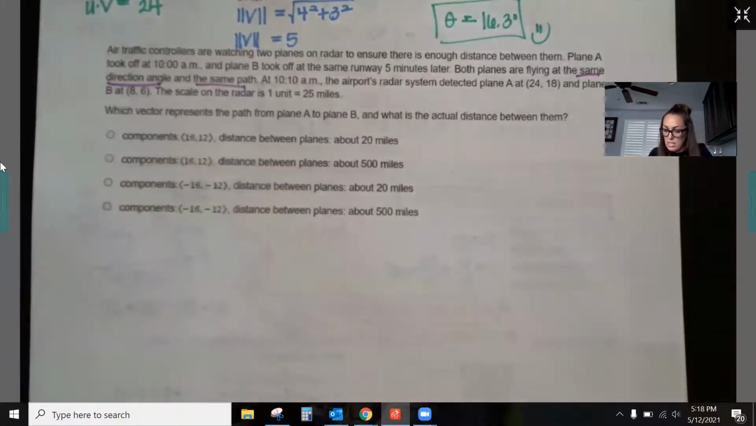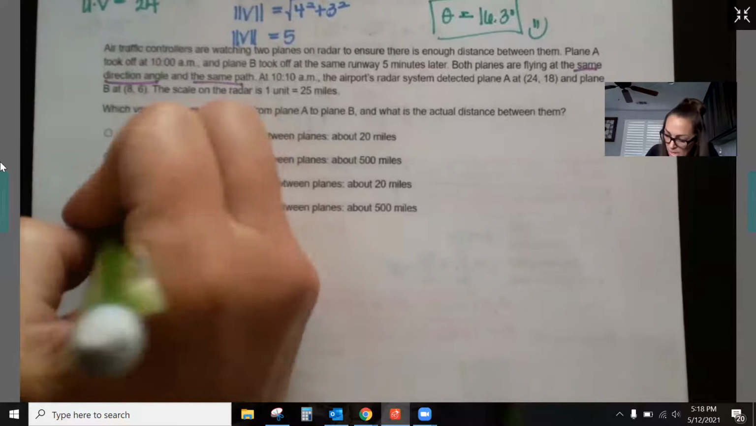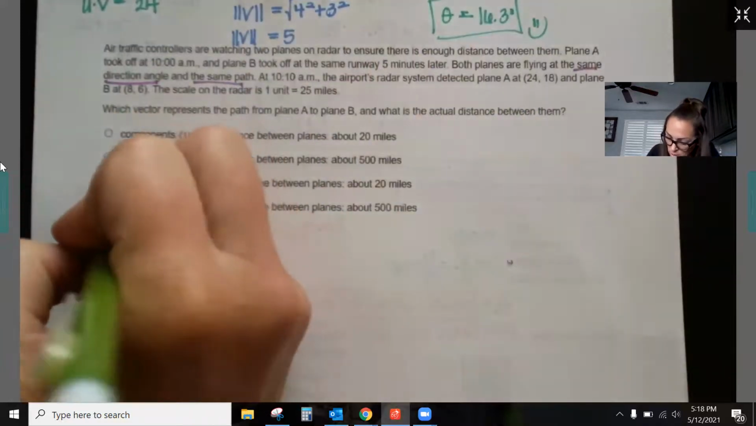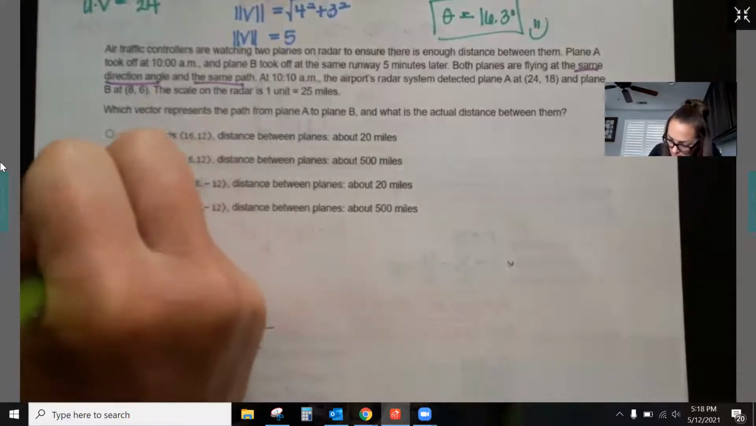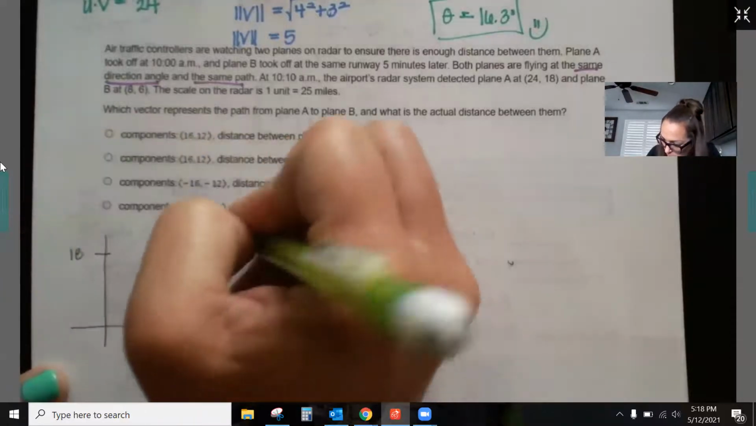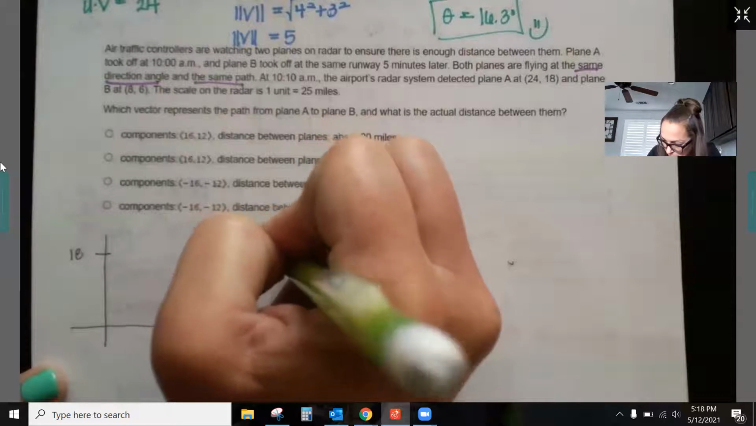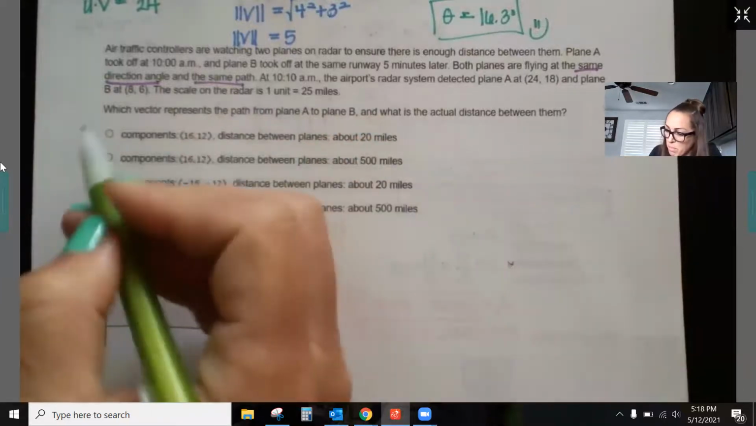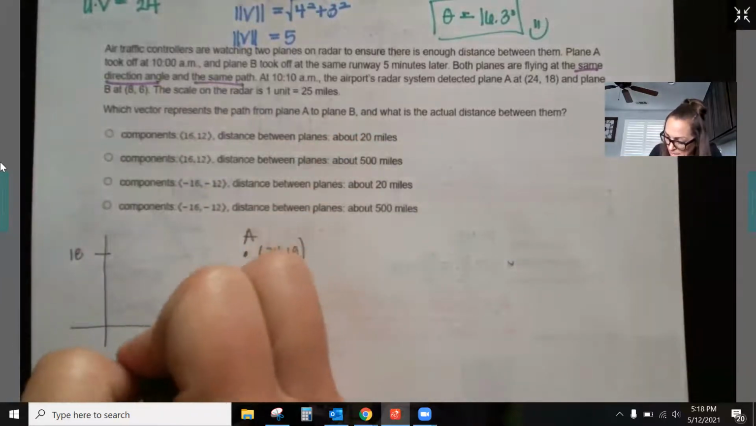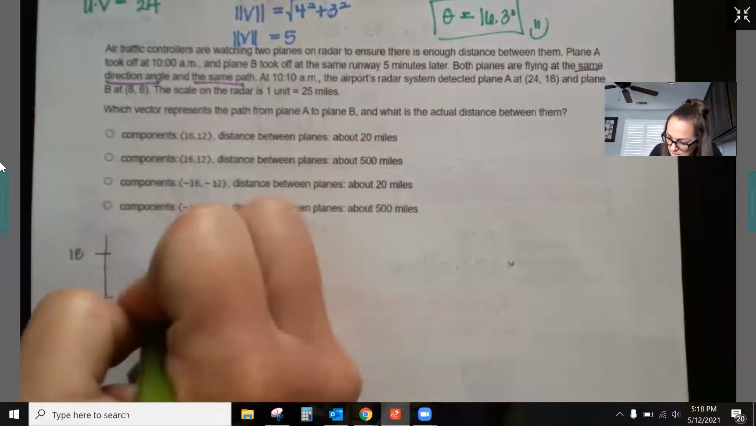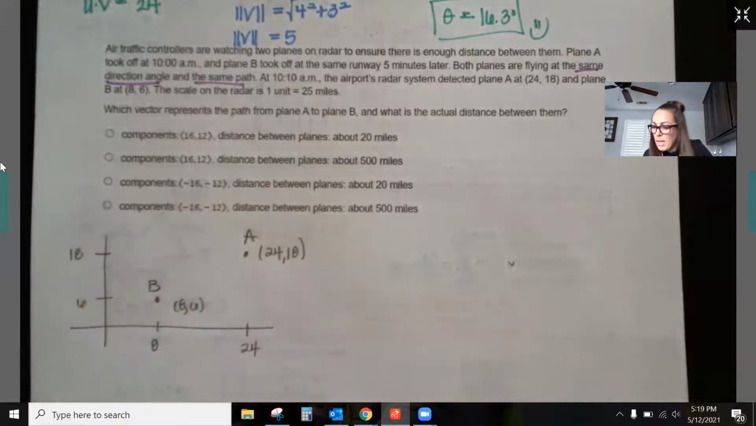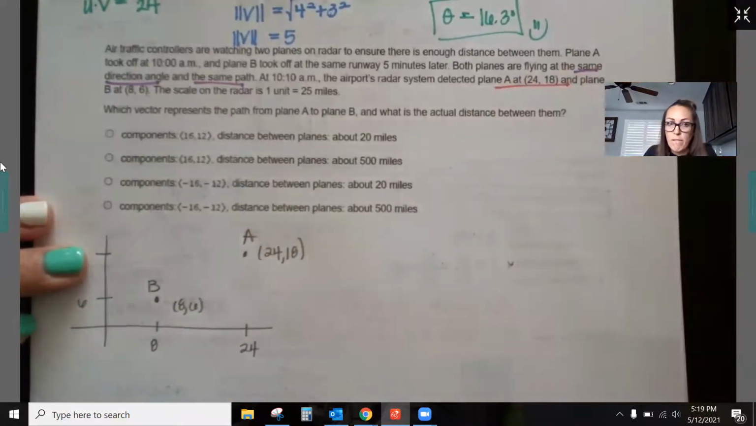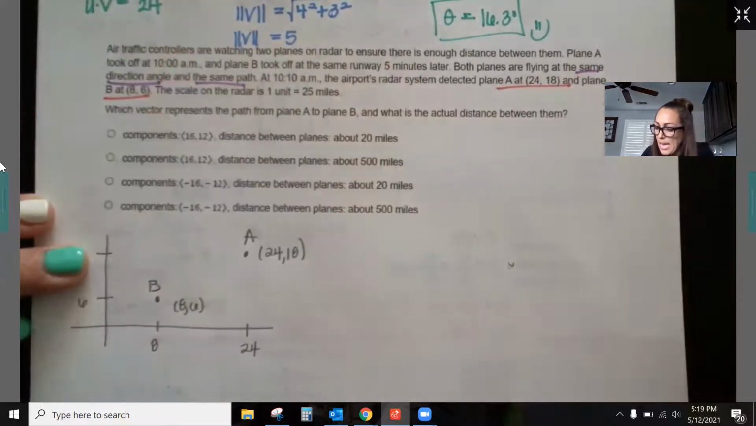at coordinate (24, 18). So I'm just going to give us a quick little visual here. (24, 18) is going to be my plane A. So plane B is going to be at (8, 6). There's my plane B. So I have plane A (24, 18), plane B (8, 6).